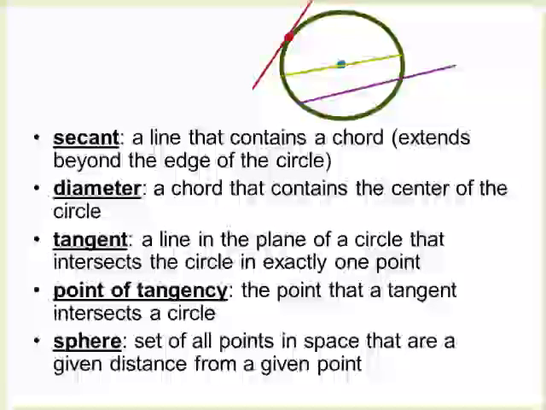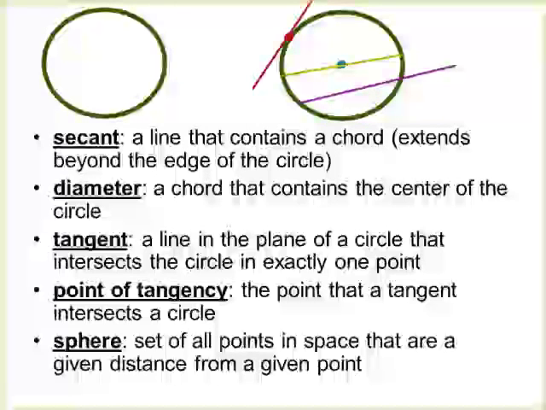The point of tangency is the point that the line and the circle share. So that one point they have in common is called the point of tangency. A sphere is a circle in 3 dimensions. It still has a center, it still has a radius, but instead of spinning around on a flat surface and making a flat circle, it's going to spin around all through space and make a 3-dimensional figure, like a basketball.